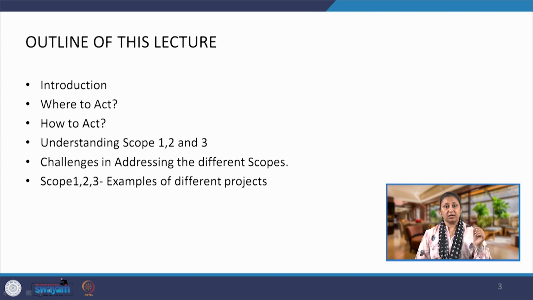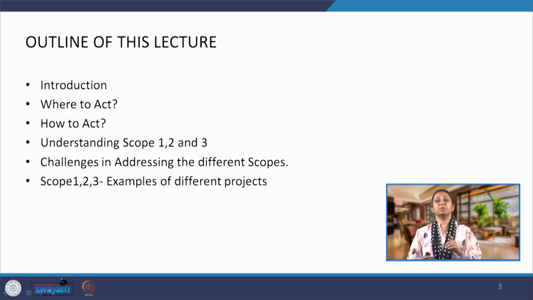Yesterday we were talking about the ISO 14064, its structure, description, the benefits, the framework, and how it works. There, one aspect that we had clearly identified was how to identify the boundaries, the organizational boundaries. Today in this lecture we are going to cover the first 3 points, which are introduction, where to act and how to act.